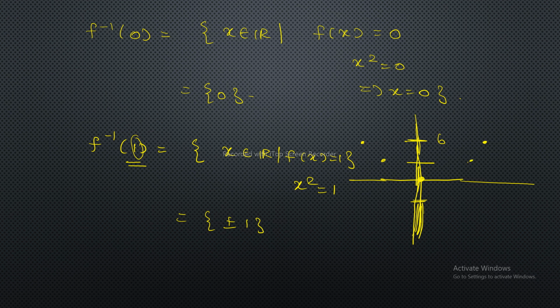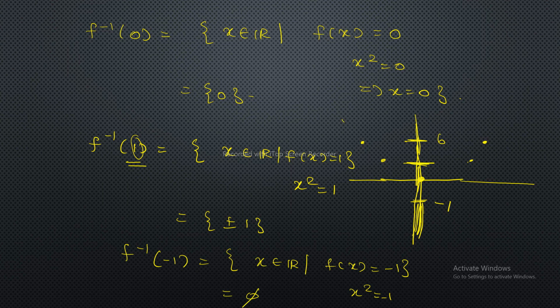What about f inverse of minus 1? At the height minus 1, what is your level set going to be? You have to collect all those elements such that f(x) is equal to minus 1, so x squared equal to minus 1. Is this possible? Not possible. So this is going to be the empty set. If you sketch it, your graph will be like this.